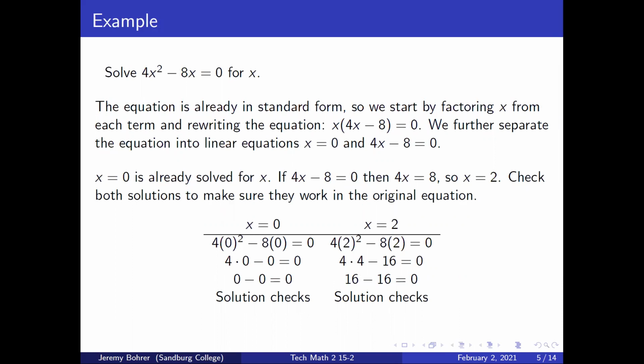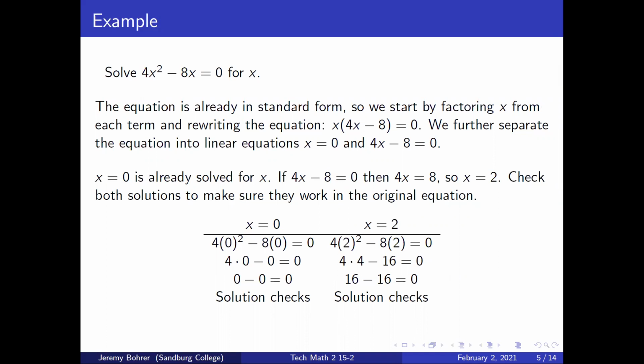Solve 4x squared minus 8x equals 0 for x. The equation is already in standard form, so we start by factoring x from each term and rewriting the equation: x times (4x minus 8) equals 0. We further separate the equation into linear equations, x equals 0 and 4x minus 8 equals 0. x equals 0 is already solved for x. If 4x minus 8 equals 0, then 4x equals 8, so x equals 2.